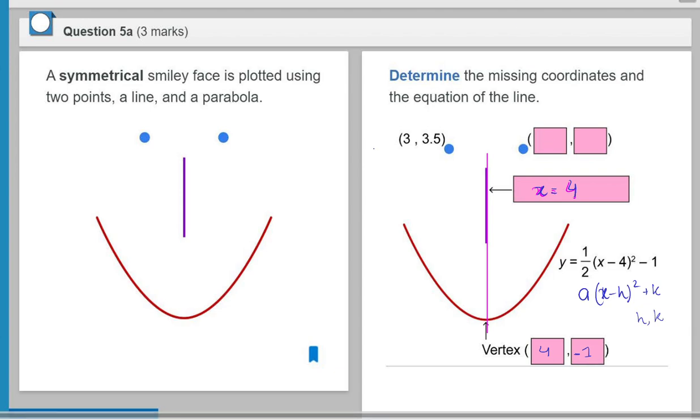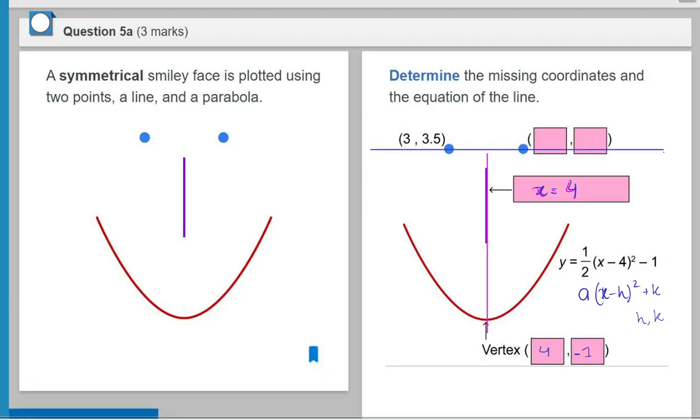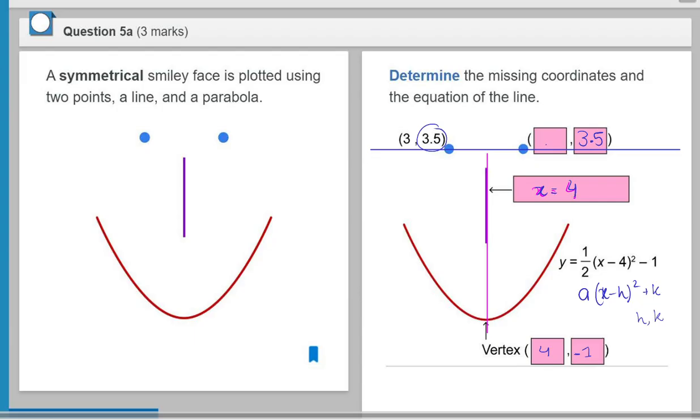Now look, this is the y-axis that I've drawn. On the y-axis, the value of the y-coordinate remains the same. So if it is 3.5 here, it's also supposed to be 3.5 here, right? Great. And what about this point?